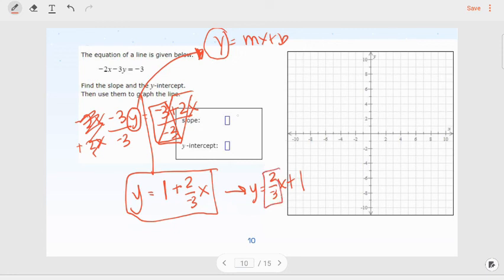My slope is 2 over negative 3, or you could write it as negative 2 over 3. Both would work. And my y-intercept is 1. Then I want to graph it, so my y-intercept is 1, and my slope is 2 over negative 3, so up 2. And this time my denominator is negative, so to the left 1, 2, 3. And there's my line. And that's it.